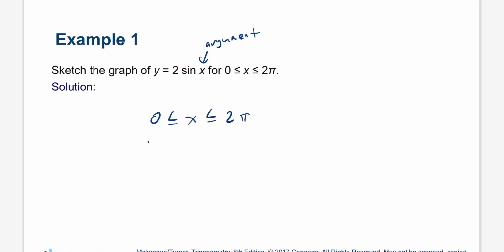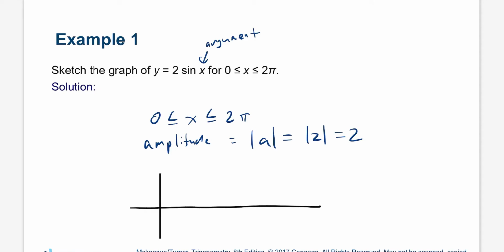So amplitude is equal to the absolute value of a, which in our case is the absolute value of 2, which is 2. So now we can graph this function. We're going from 0 to 2 pi. This tells you where your graph starts. This tells you where your graph ends. And then you need to find 3 midpoints.